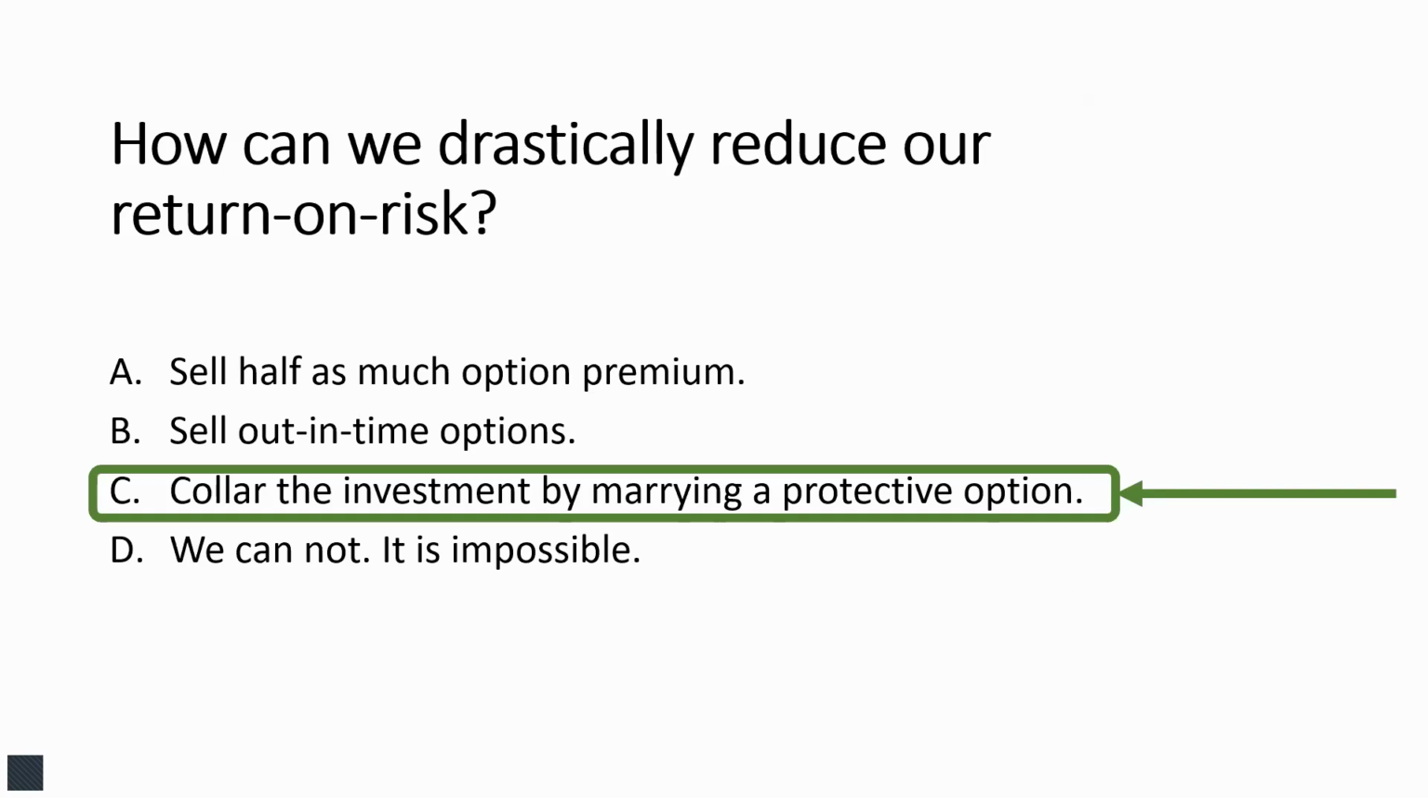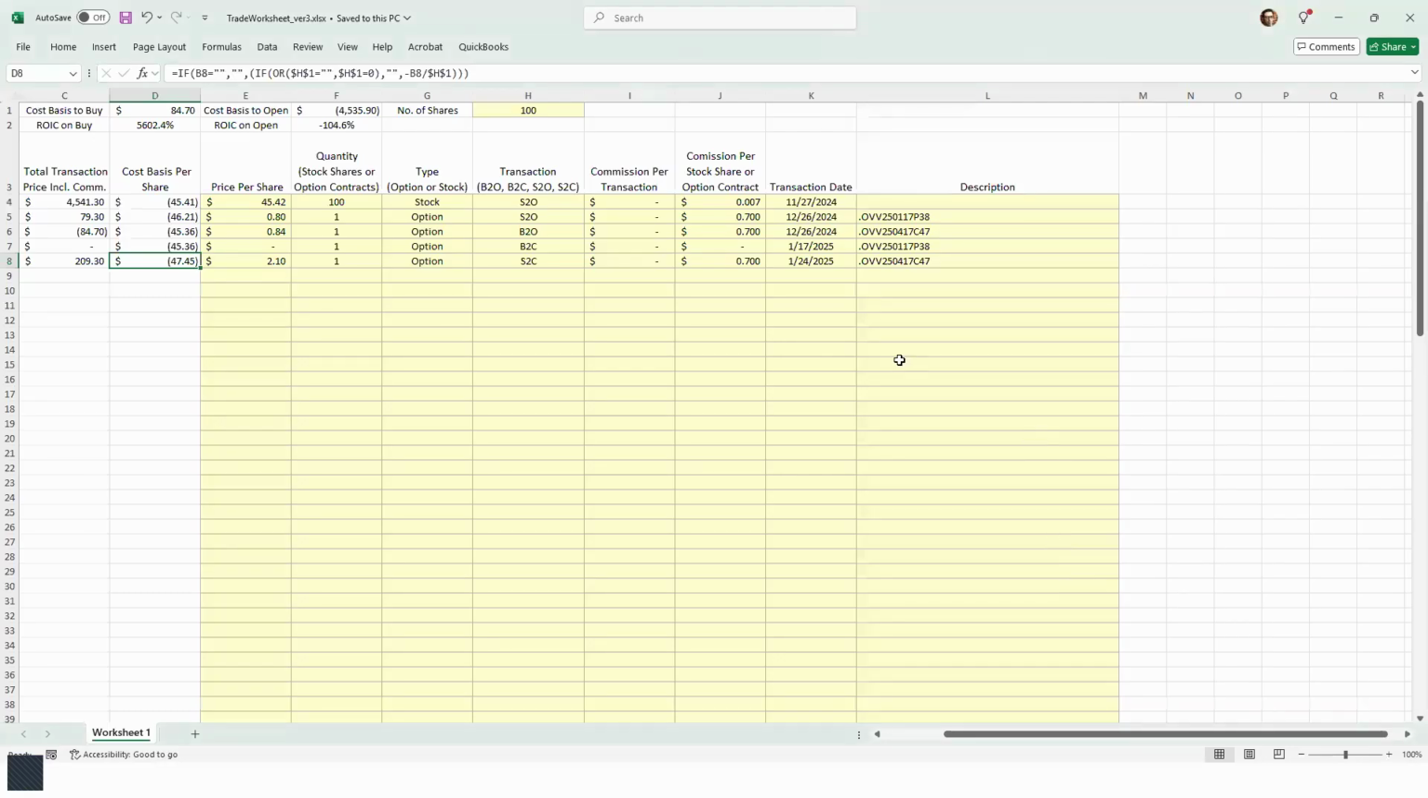Now, I'm going to bring you back to that example of our program participant. I want you to notice one other thing. The protective option has a strike price of $47, right? And notice after this one cycle of time that our break even price is now 47.45, 45 cents above where our protective option kicks in.